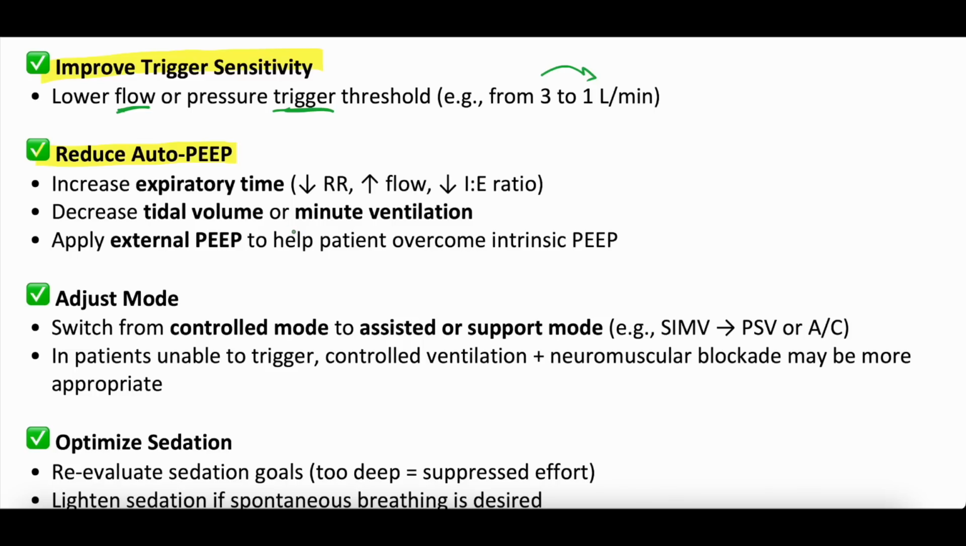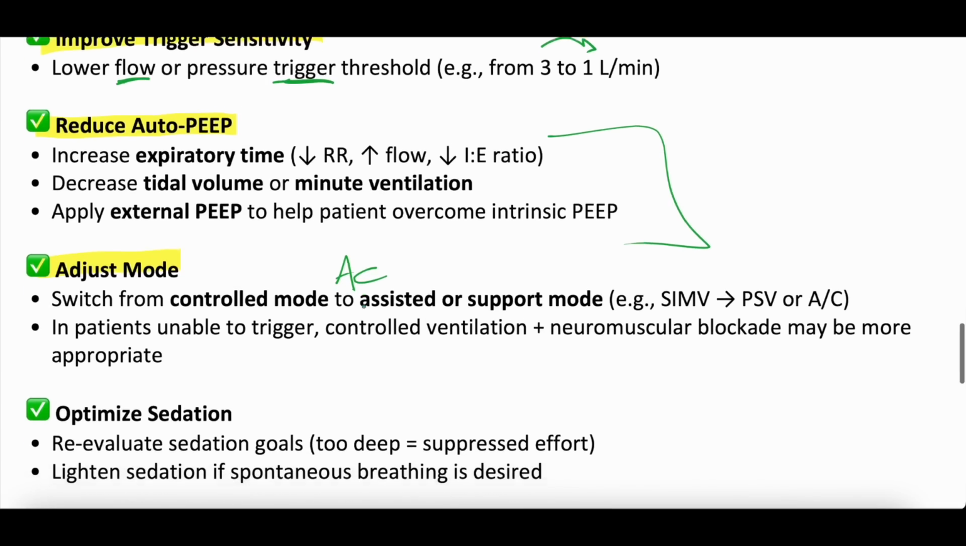Fix Auto-PEEP. This is super important. Again, we've talked about Auto-PEEP a bunch of times. We're not going to dive into it here. So definitely check out those other episodes. But things like decreasing respiratory rate, increasing flow, decreasing the I/E ratio, decreasing tidal volume, all these things help overcome Auto-PEEP. Adjust the mode if you are in a weird mode. Hopefully everyone is using AC assist control modes, but if you are not, adjusting the mode can help.